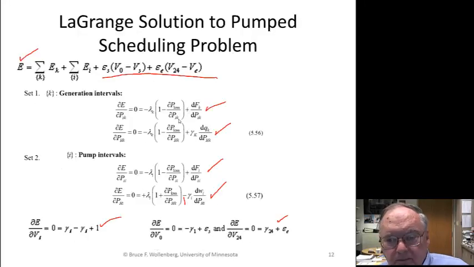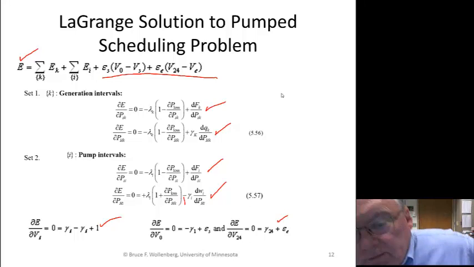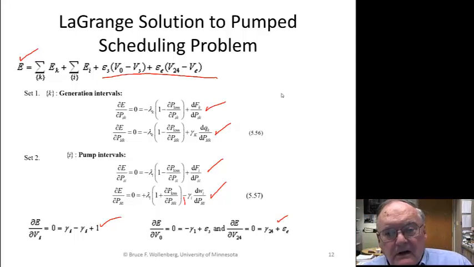Now you can set this up and solve it and come up with the optimal. What you're looking for really is the optimal amount that you're generating, the optimal amount that you're pumping across all those intervals to meet your volume constraints and so on and so forth. So you can do that simple scheduling that way.